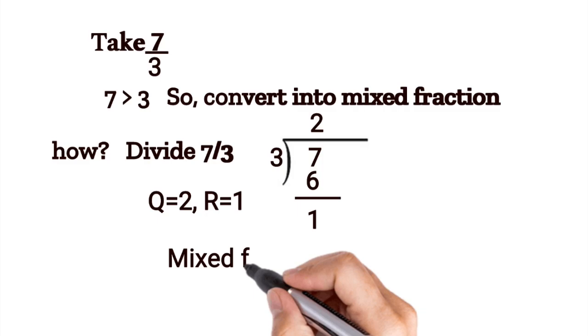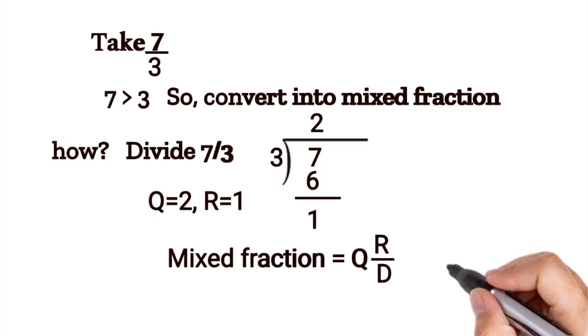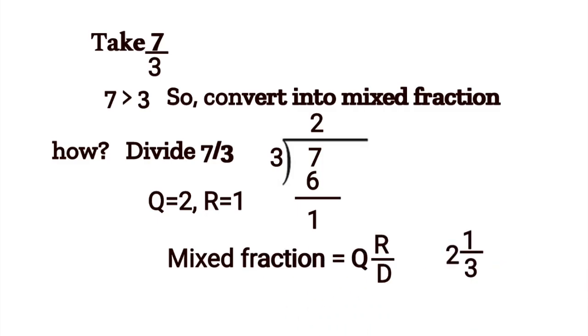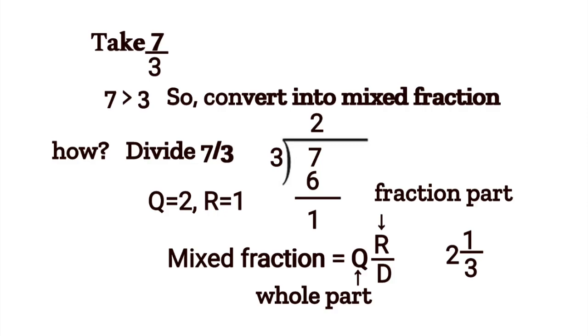So we write the mixed fraction as quotient, remainder by divisor. This is the whole part and this is the fractional part. So we can write 7 by 3 as 2, 1 by 3. 2 is the whole number part. 1 by 3 is the proper fraction part. The whole number part tells us where we need to start. So the number lies between 2 and 3.